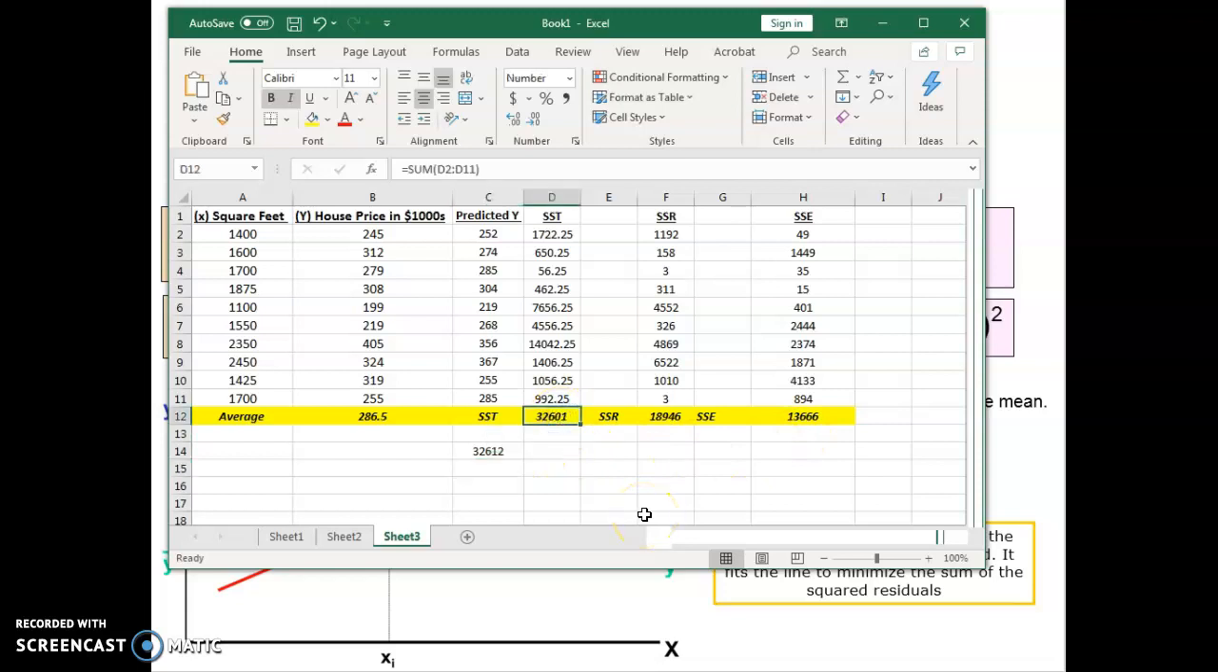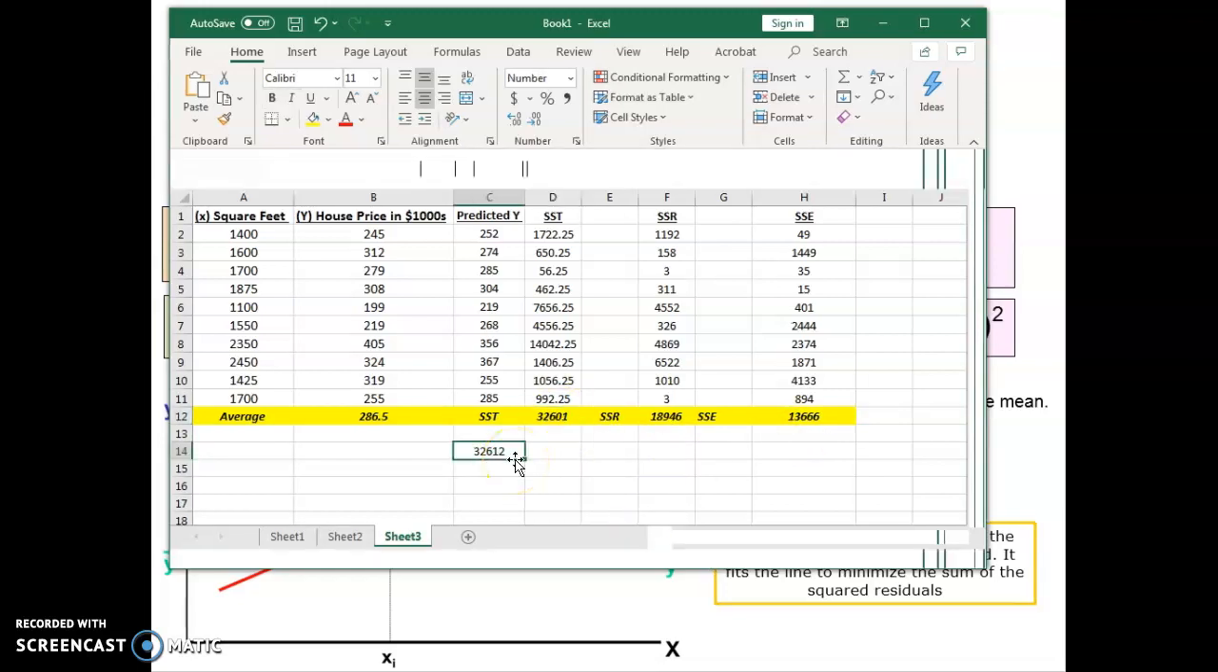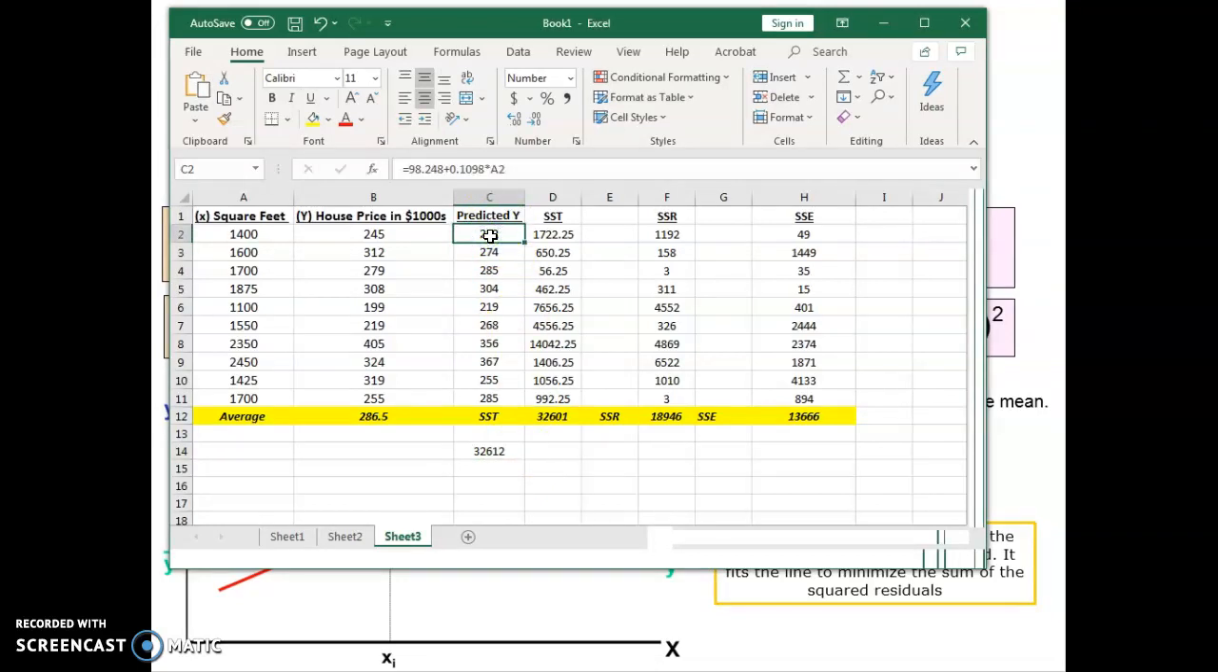Well, that isn't the correct number, and the reason is because of rounding of our predicted value. So what I'm going to do now is put the more protracted version of the formula. This 98.248 we rounded, but it's actually 98.24833. Okay? And then this 0.1098 we rounded, and it's 0.10977. Okay?